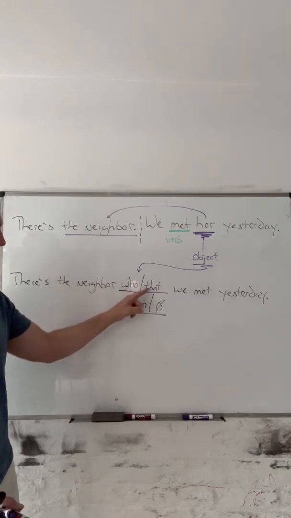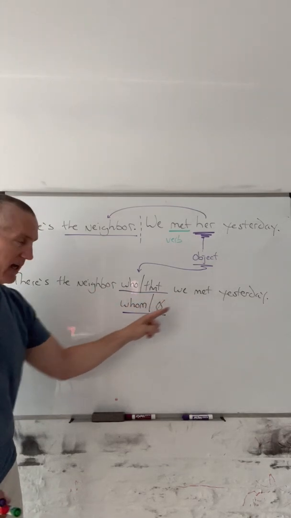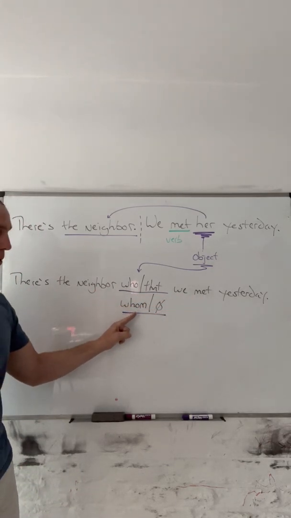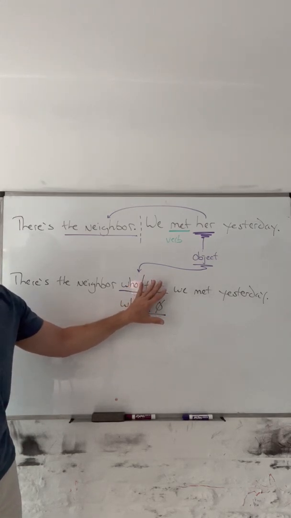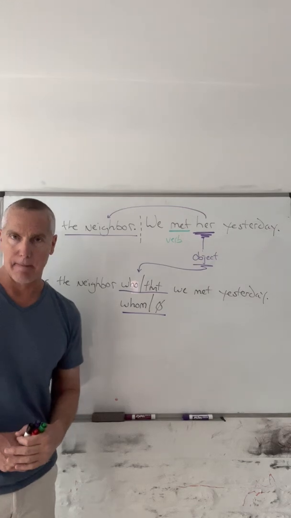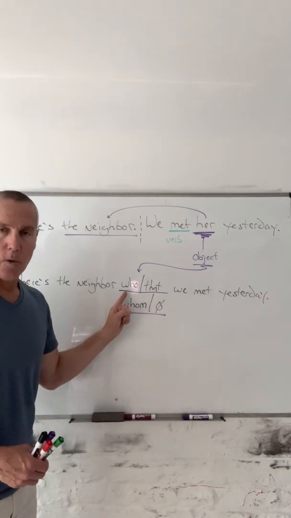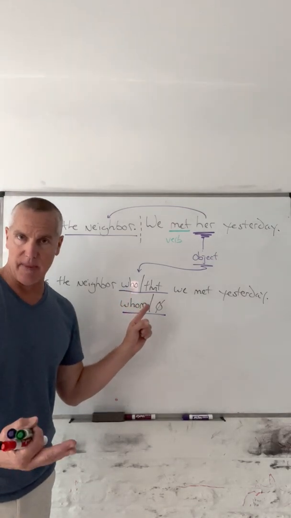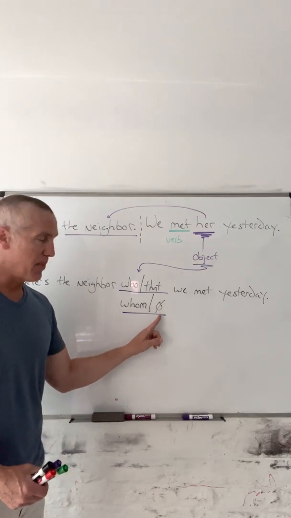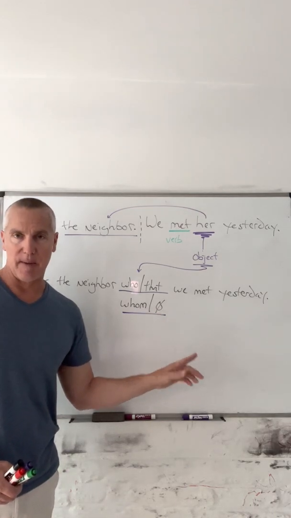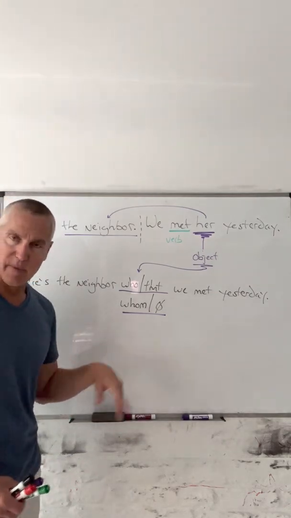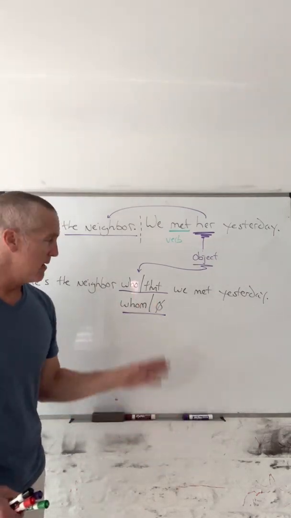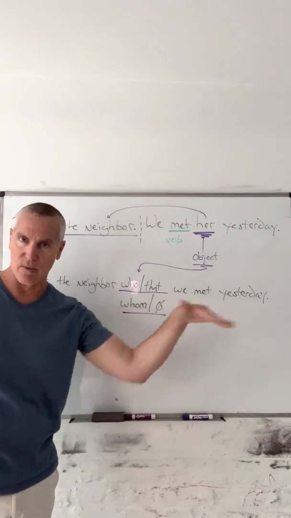There's the neighbor who we met yesterday. There's the neighbor that we met yesterday. There's the neighbor whom we met yesterday. Or nothing, there's the neighbor we met yesterday. Who would be the most common. No pronoun would probably be the least formal. Whom, the most formal. That is just neutral, it's just right in the middle.